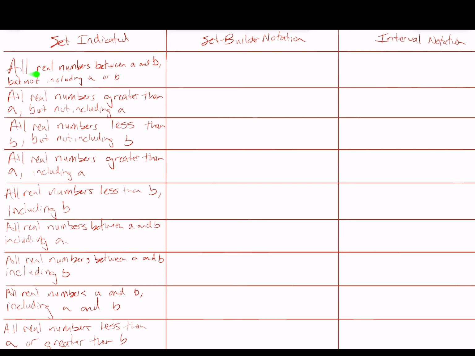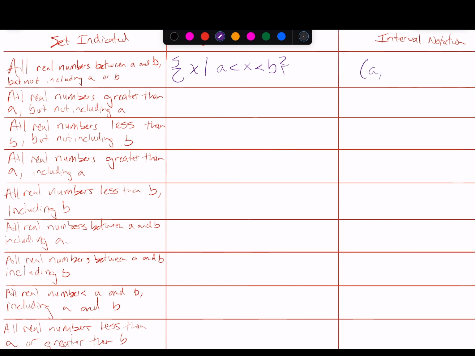let's look at all real numbers between a and b, but not including a or b. That is, and we'll change colors here, it is the set of all x's such that a is less than x, which is less than b. How would we write that in interval notation? Well, we're not including a or b, so it's the interval from a to b, and we use parentheses to indicate that those values are not included. Let's move on to the second one.